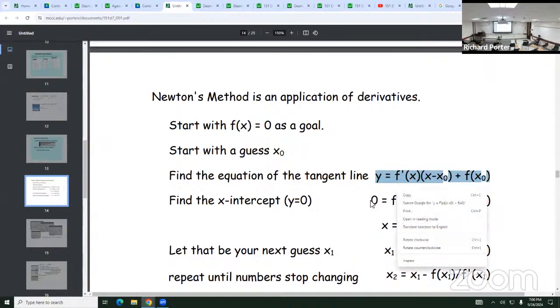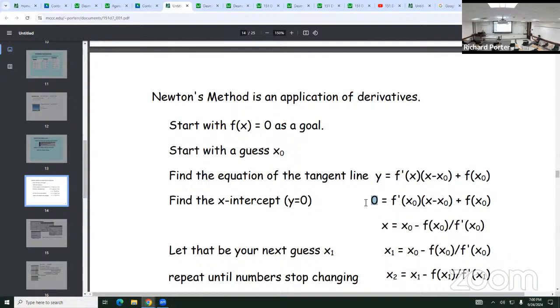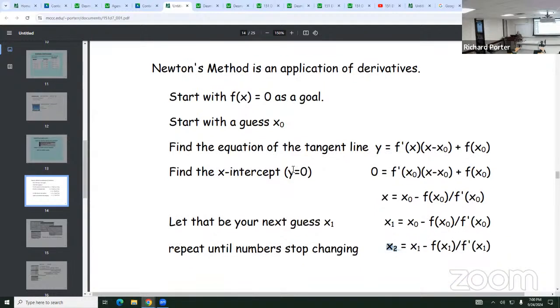Okay, when you set it equal to 0 to find the x-intercept, the y is 0, and there's only one thing to solve for, that x. So when you solve for x, you get x equals whatever the x value was that you were guessing, minus the function evaluated at that guess divided by the derivative evaluated there. So that's just algebra that I got to. Now when you plug in x1, I repeat the process, plug in x1 for all those things, and I'll get x2. And I'm just going to keep doing that.